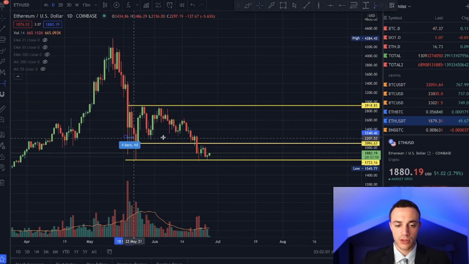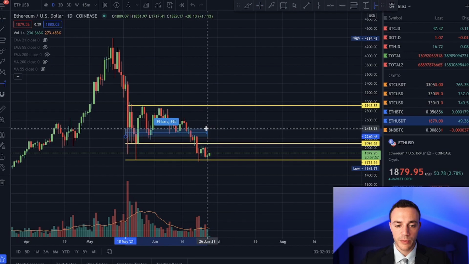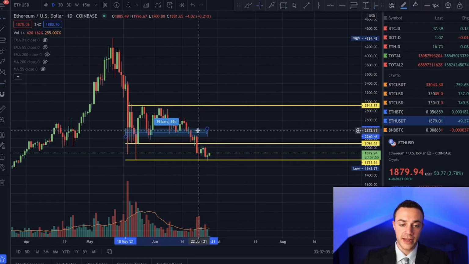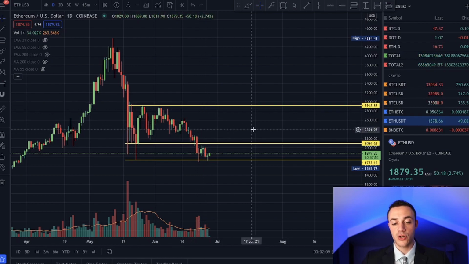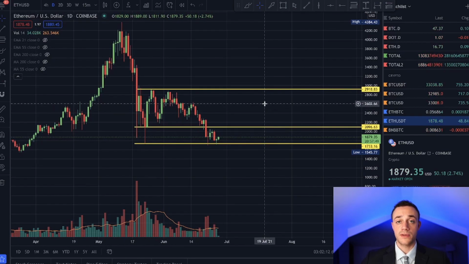Right, we're still going sideways here. We've been going sideways for about 40 days. So we'll see if this sideways, choppy price action continues, or if the market picks a clear direction, either upwards or downwards.